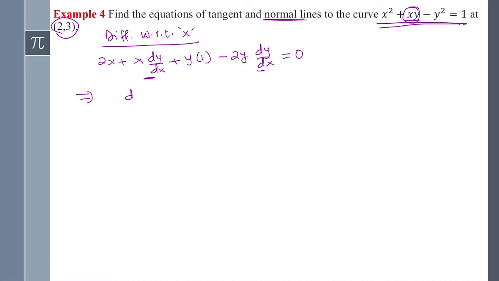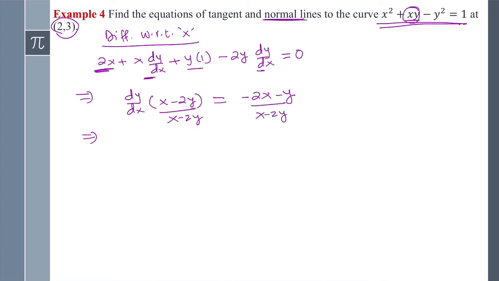So we'll factor out dy over dx, and then we have x minus 2y. And what we do is we'll take this 2x and y to the other side, which gives us negative 2x minus y, okay? And then if we divide by x minus 2y on both sides, what we get is dy over dx equals negative 2x minus y over x minus 2y. So this is the derivative.